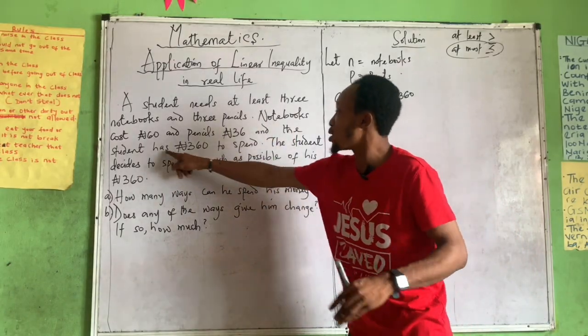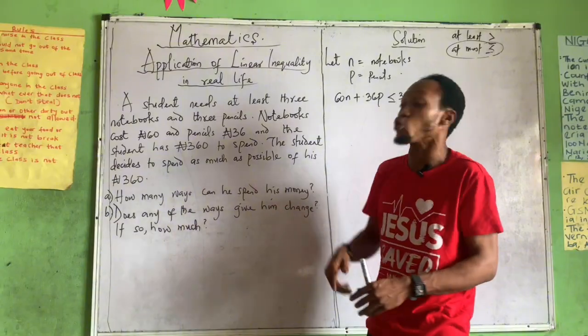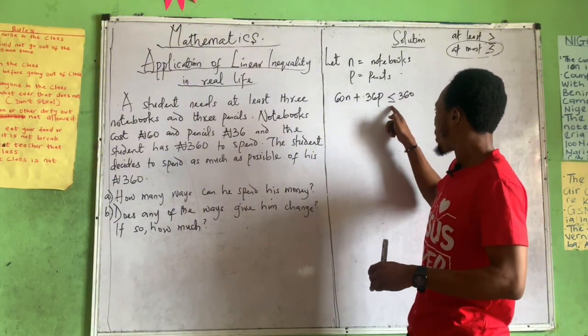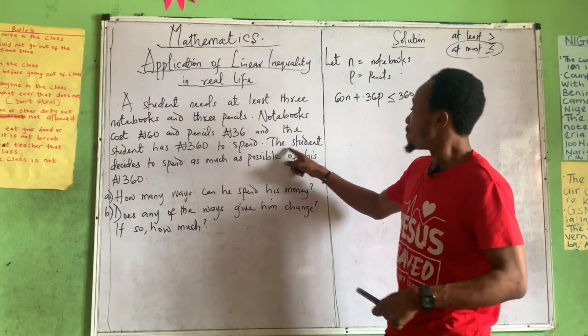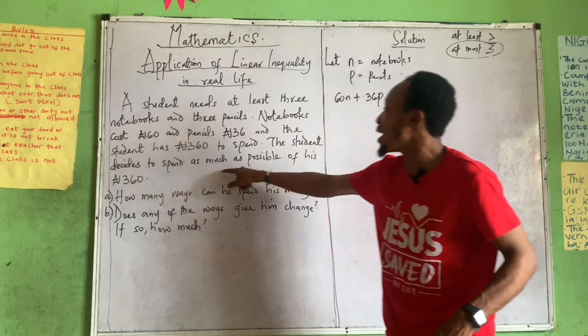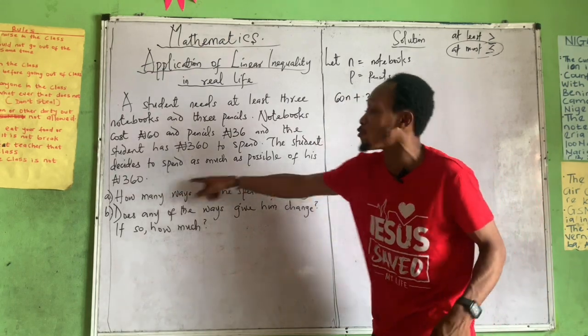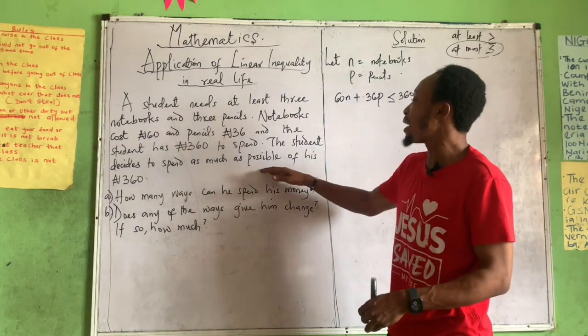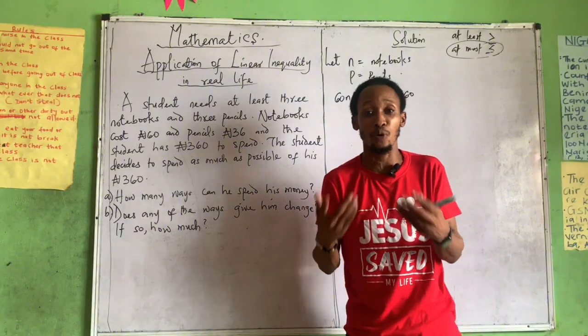So the student has 360 naira to spend. That's the amount he has to spend, so that's why we are using less than or equal to. The student decides to spend as much as possible of his 360 naira. He decided to spend as much as possible.